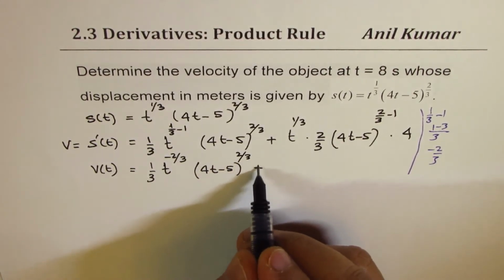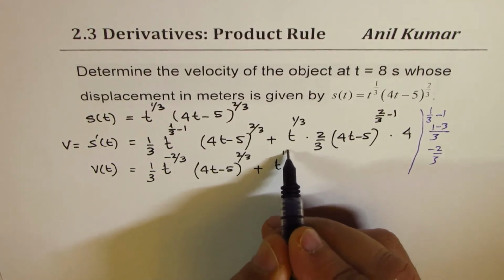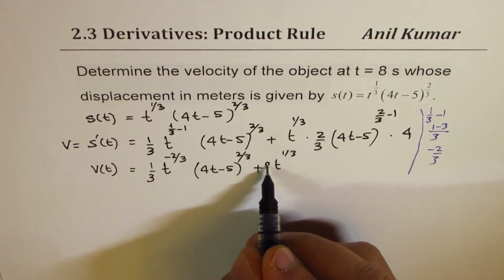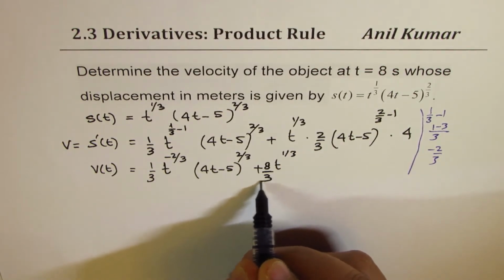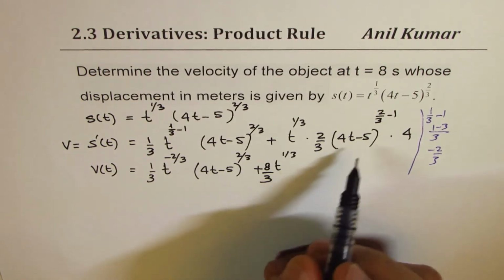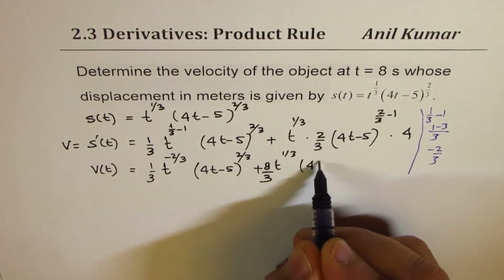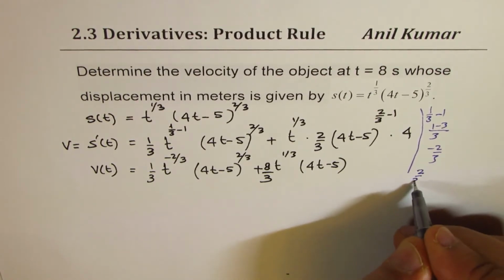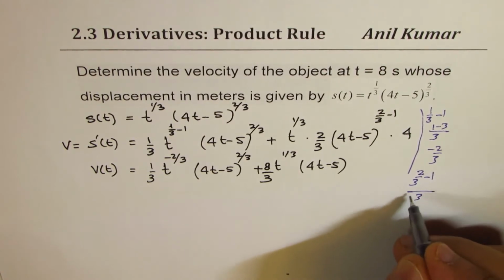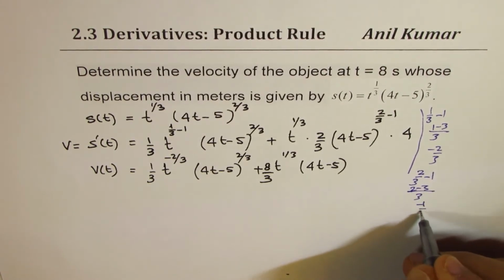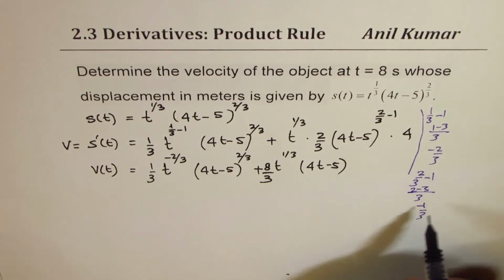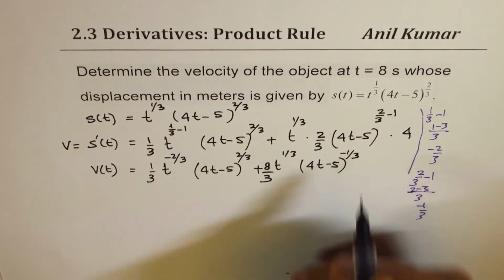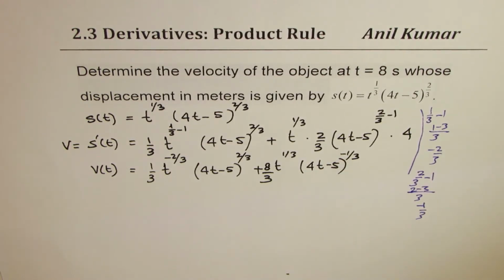Now here we have plus t to the power of 1/3. Multiplying 4 by 2 gives us 8, so we could write 8/3 here. Okay, so it's good to write constants in the beginning. And then we have (4t minus 5). And let's also do, what is this? 2/3 minus 1. Take the common denominator as 3, so we get 2 minus 3, which is minus 1 over 3, correct? So if you're not very good at fractions, do it separately. Minus 1/3. I hope you get it, correct? But you should not make a mistake in this.